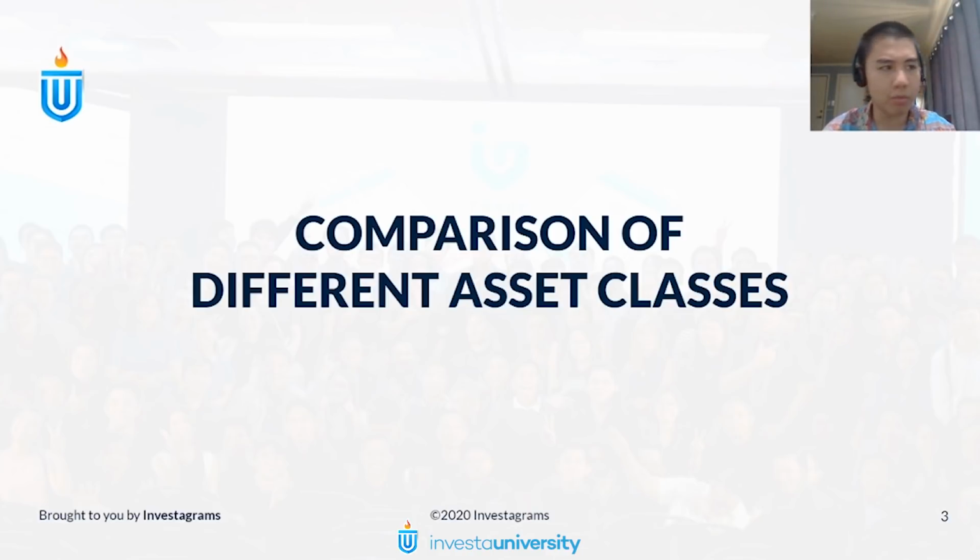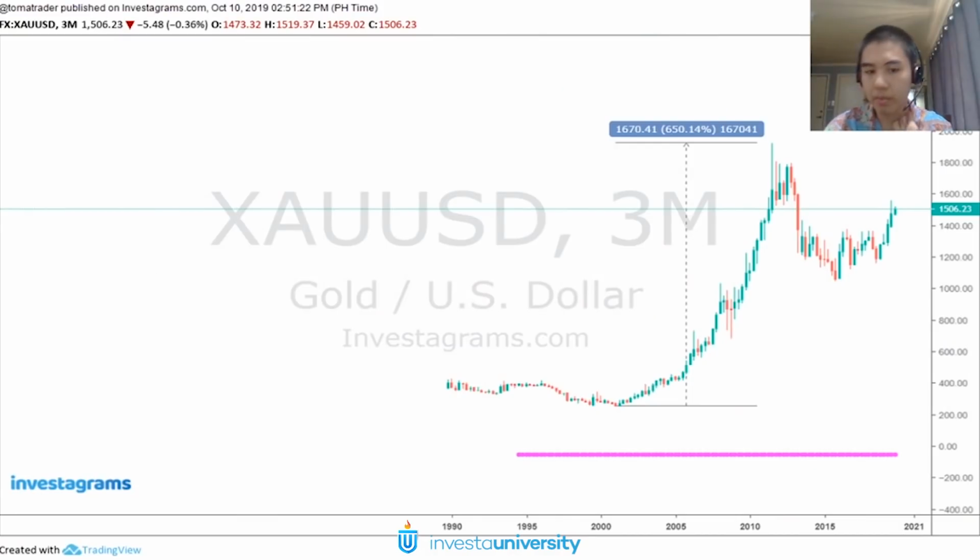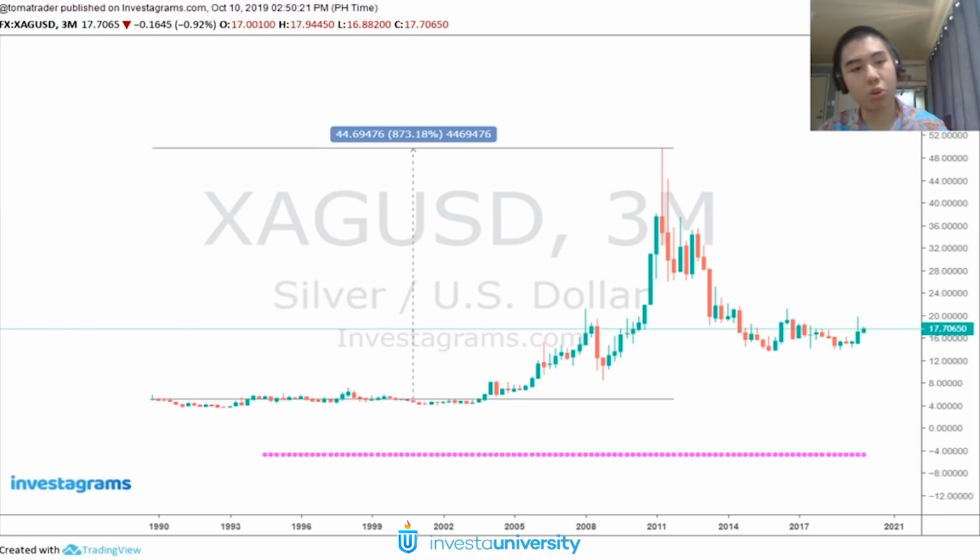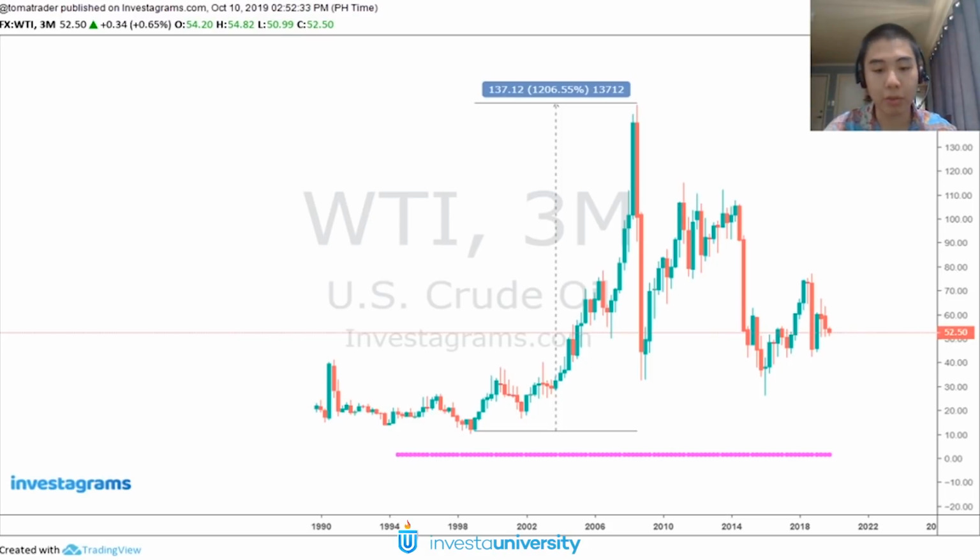Now, but before we go on to what is the stock market, let me just give you a quick comparison of how the different asset classes are doing. So this is gold. Something you can trade in the global markets, from the year 2000 to 2010 it went up 650%. I'll show you the performance. And then this is silver, another commodity you can invest in, from 2000 all the way to 2011, it went up 873%. Here we have US crude oil from 2000 to late 2009, it went up 1,206%.